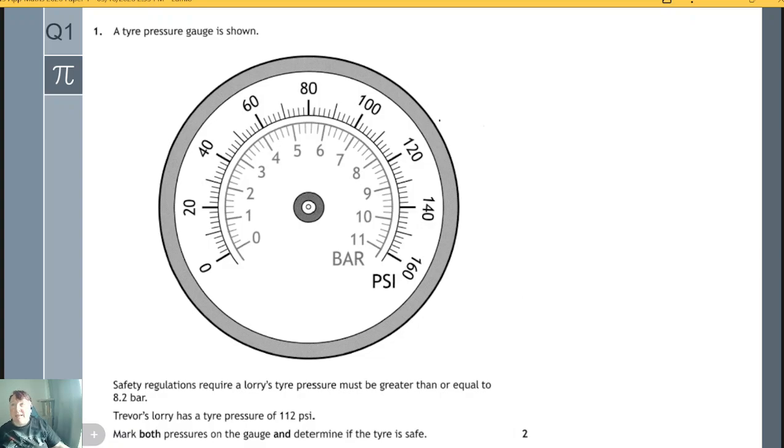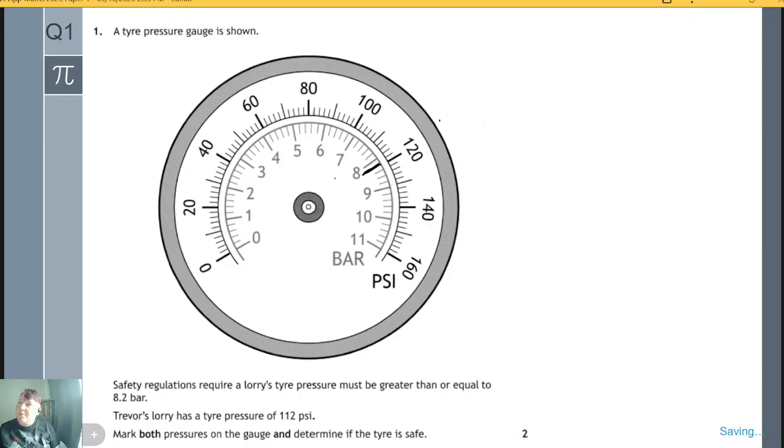A tyre pressure gauge is shown. Safety regulations require a lorry's tyre pressure must be greater than or equal to 8.2 bar, and Trevor's lorry has a tyre pressure of 112 psi. Mark both pressures on the gauge and determine if the tyre is safe. So we've got two parts to this. We've got to mark both pressures. So 8.2, we're handily going up into, so 8.2 is here.